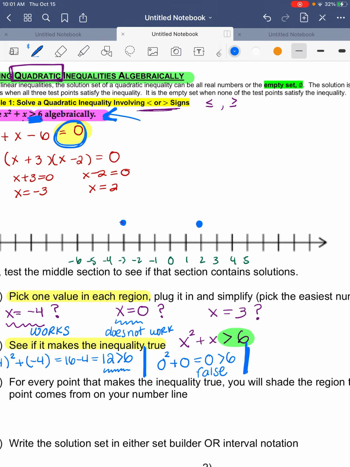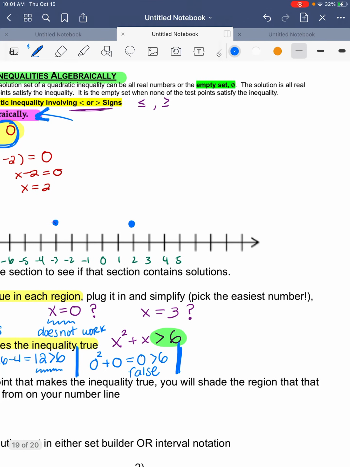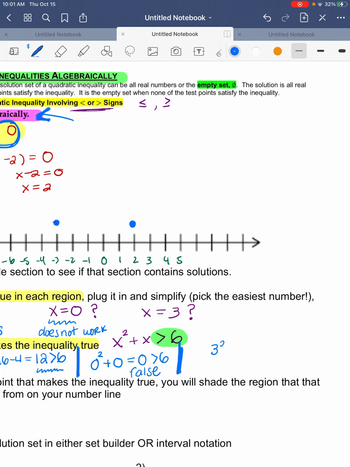Okay. Now I'm gonna check the last one, which is 3. I'm gonna plug in 3 squared plus 3. And I'm gonna check if that's greater than 6. 3 squared is 9. 9 plus 3 is 12. 12 is obviously greater than 6. So this is true, so then that means that this works. The only one that didn't work was 0.